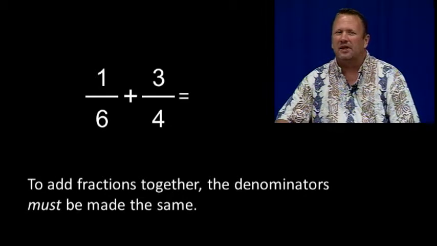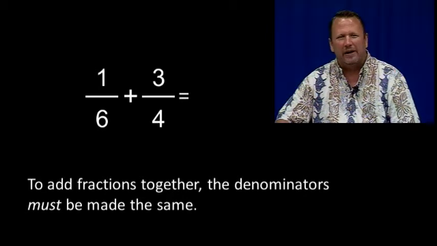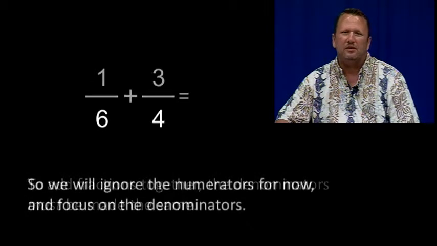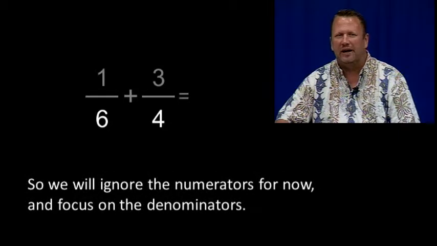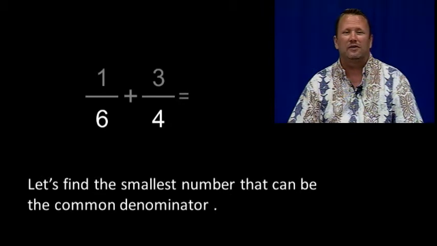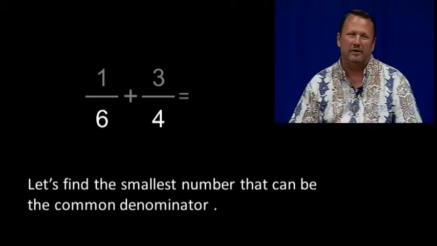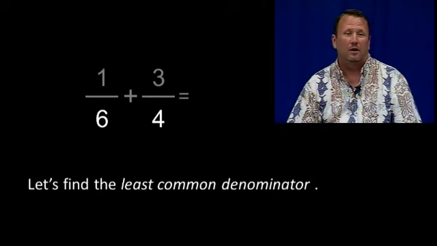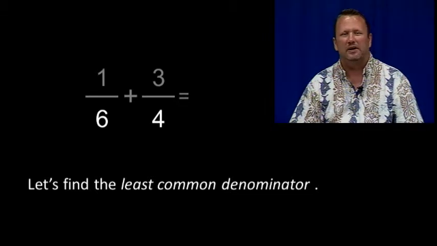To add fractions together, the denominators must be made the same. So we will ignore the numerators for now and focus on the denominators. Let's find the smallest number that can be the common denominator. Let's find the least common denominator.